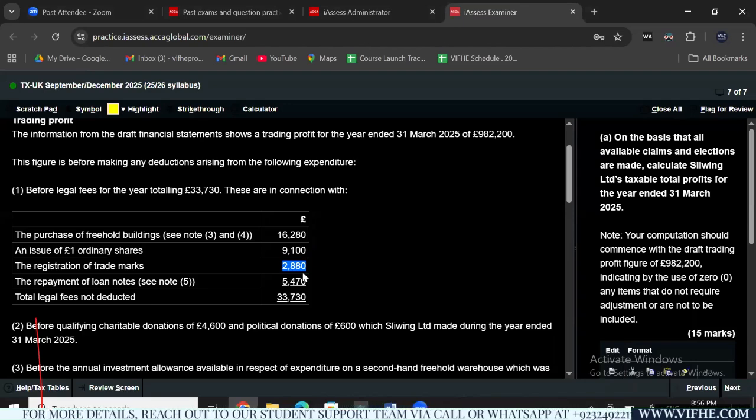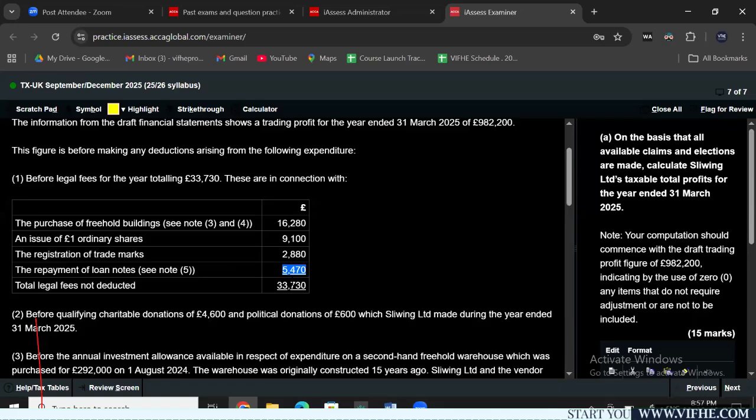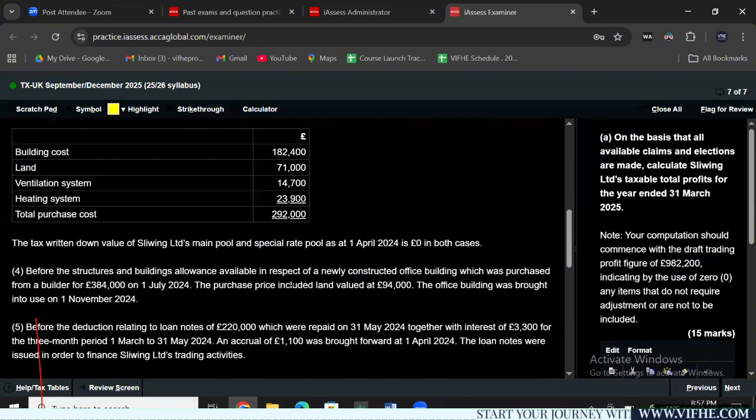But for instance, if it is said in the question that 2,880 has already been deducted while arriving at this profit figure of 982,200, then I would not be doing anything further. I would have mentioned zero in front of registration of trademark because the relevant treatment has already been made. Then it is about the repayment of loan notes for 5,470 pounds. See, usually acquiring the loan is a capital activity, but repaying the loan along with the interest is something which could be taken as a normal activity.